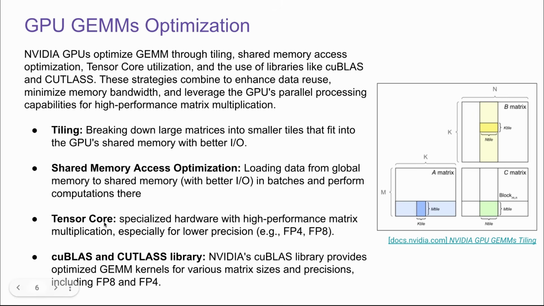The next is tensor core, specialized hardware for high-performance matrix multiplication, especially for lower precision, FP4, FP8. So this is a very important hardware optimization for matrix multiplication. The last one is about libraries. NVIDIA's libraries provide optimized GEMM kernels for various matrix sizes and precisions, including FP8 and FP4. So with these libraries, we can use the Tensor Core hardware to the fullest.